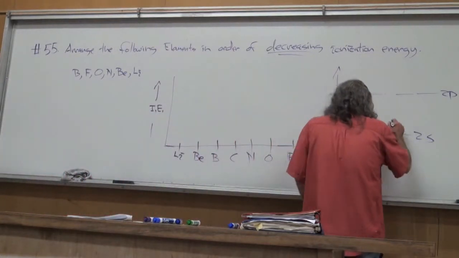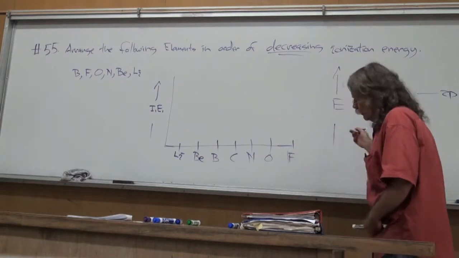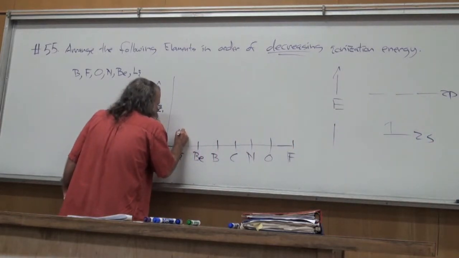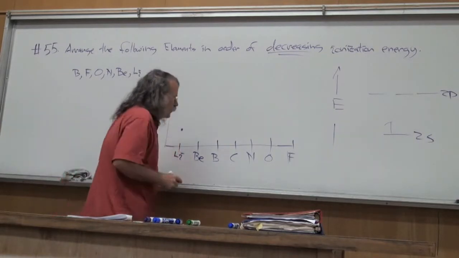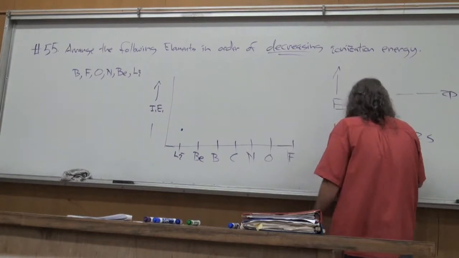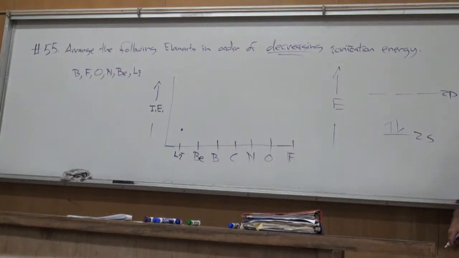I've got one electron. So whatever the ionization potential is, let's just put it here. Now as I go from lithium to beryllium, I'm adding another electron. Obviously spin paired, filling the 2s subshell.